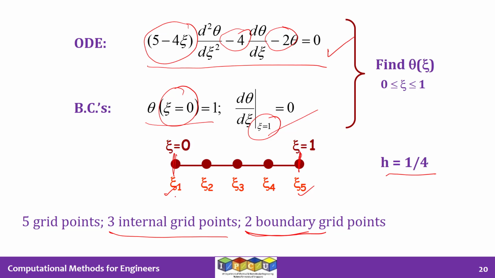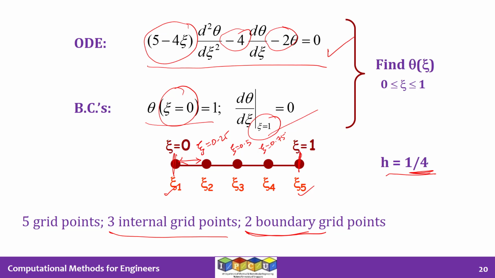So psi 1 is located at psi is equal to 0, psi 2 is located at psi is equal to 0.25. Remember, h is 1 by 4. So the gap between this and this will be 1 by 4, which is 0.25. Psi 3 is located at psi is equal to 0.5. Psi 4 is located at psi is equal to 0.75. So our goal in solving this problem with this value of h is to find out the value of theta at these 5 points.